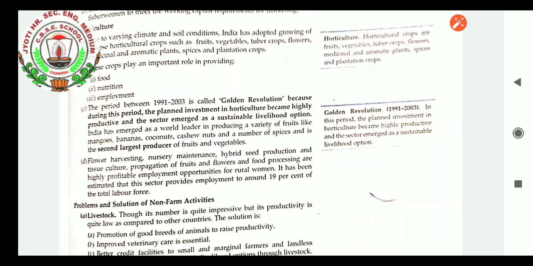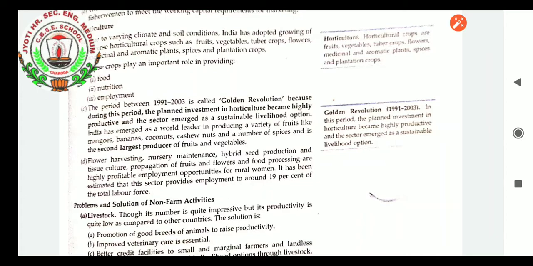India has emerged as a world leader in producing a variety of fruits like mangoes, bananas, coconut, cashew nuts and a number of spices, and is the second largest producer of fruits and vegetables. Flower harvesting, nursery maintenance, hybrid seed production and tissue culture, propagation of fruits and flowers and food processing are highly profitable employment opportunities for rural women. It has been estimated that this sector provides employment to around 19% of the total labor force.